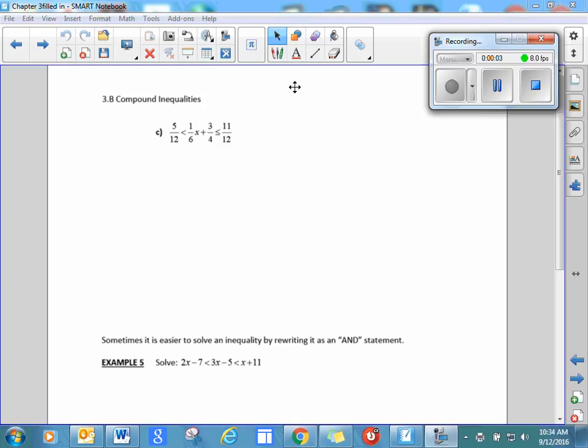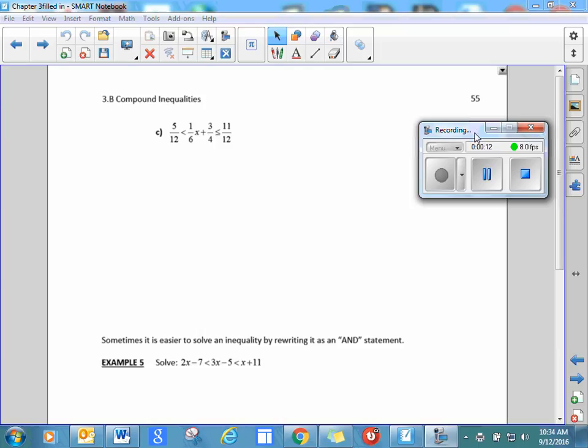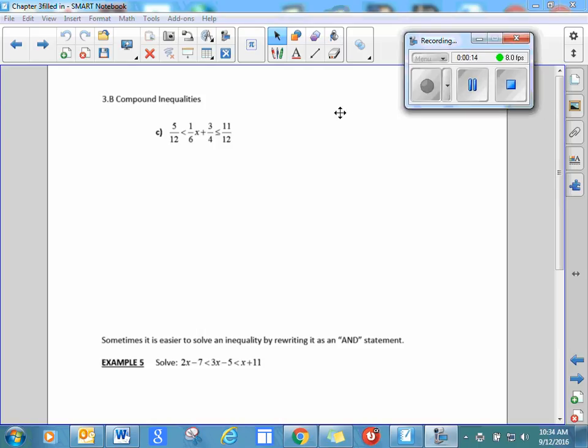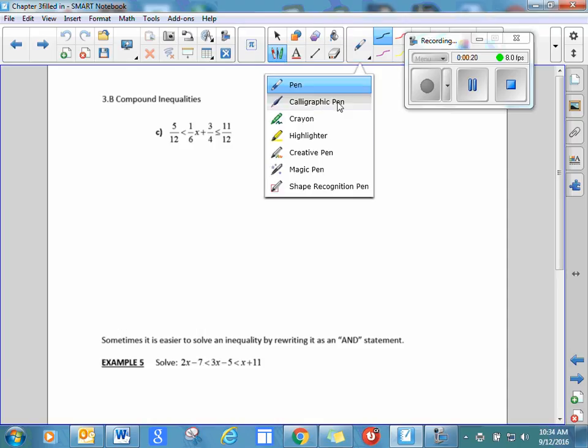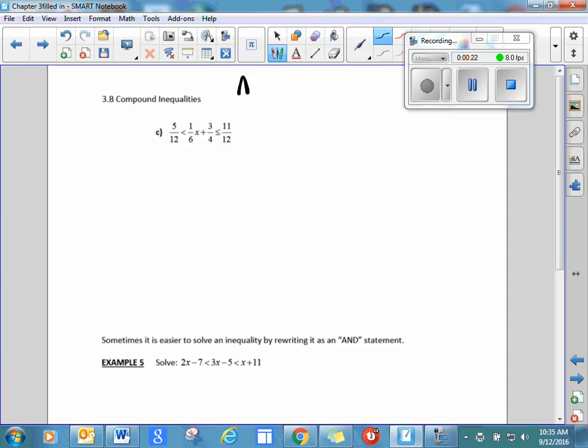Hi guys, I want to work these two examples on page 55, and explain to you the difference between these two. They are both examples of an "and" inequality.